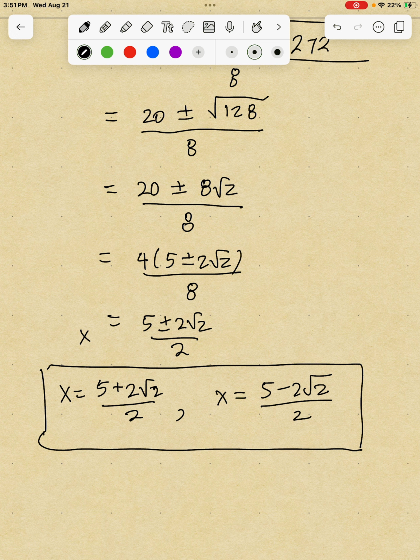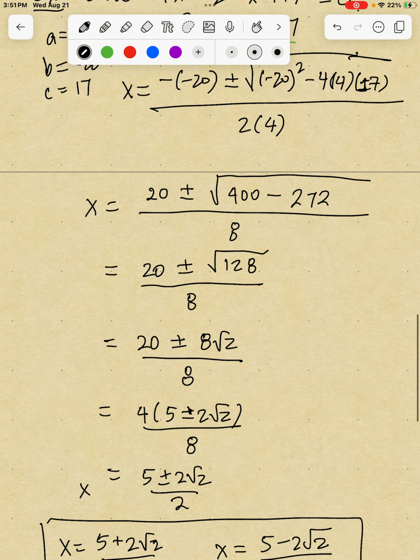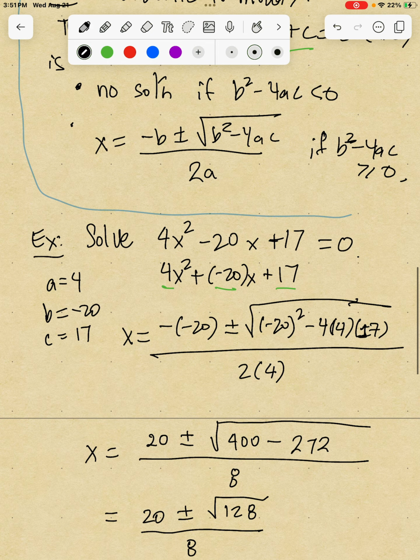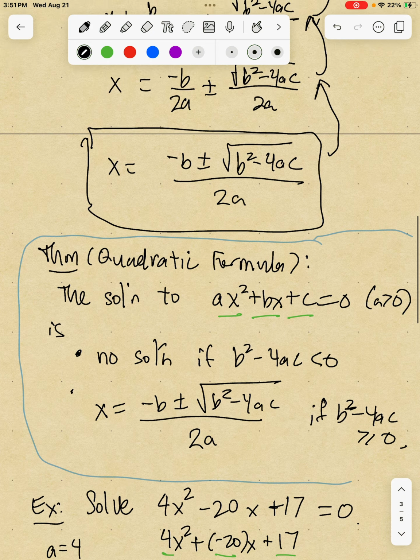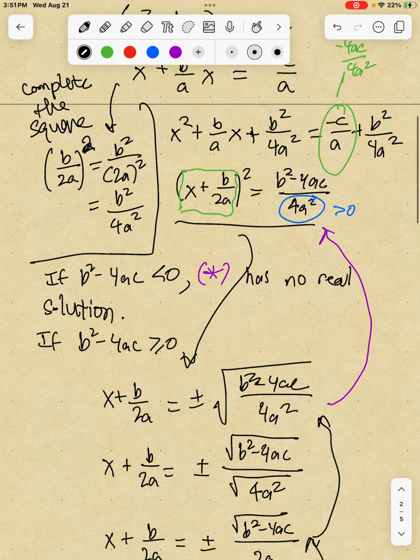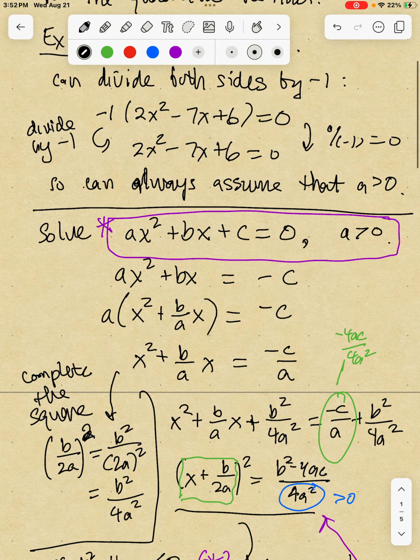And that's an example of how to use the quadratic formula. I just want to emphasize, how did we get the quadratic formula in the first place? We did it by completing the square. So it really is important to know how to complete the square in order to understand how all of this works.